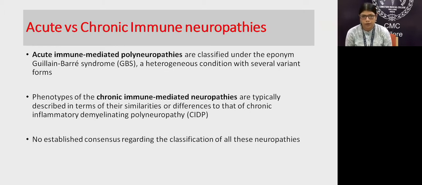And for chronic immune-mediated neuropathies, the phenotypes are typically described in terms of their similarities or differences to CIDP. So CIDP can be typical or variant form or atypical form. So if we have a neuropathy which has gone on for more than 8 weeks, we will try to classify whether it is more typical towards a CIDP or not, or like a variant CIDP, or completely an atypical CIDP. If it is an atypical CIDP, then other differentials will come into picture. So this is the importance of the terms GBS and CIDP when we are discussing chronic immune-mediated neuropathy.